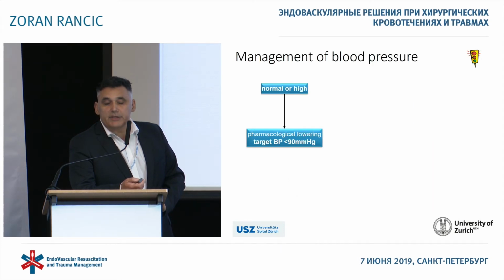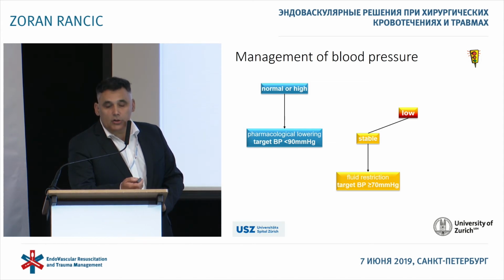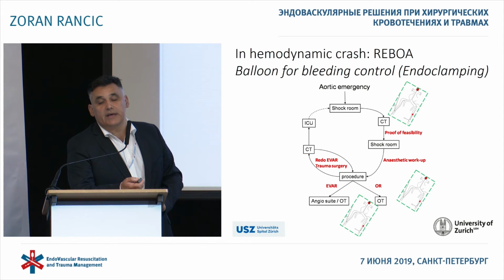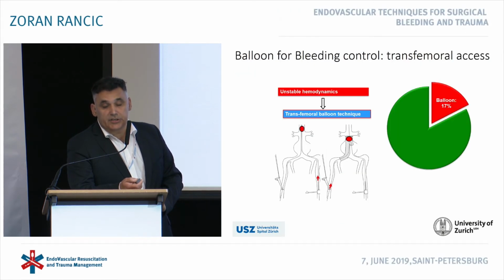So if the blood pressure is normal or high, we are going to lower the blood pressure. If the blood pressure is low and the patient is stable, we can talk to him. We are not going to give fluids. If the patient is unstable, then we are going to give catecholamines. And in the case of hemodynamic crash, it's the place for REBOA. We can do that before the CT, after the anesthetic workup, or during the procedure.